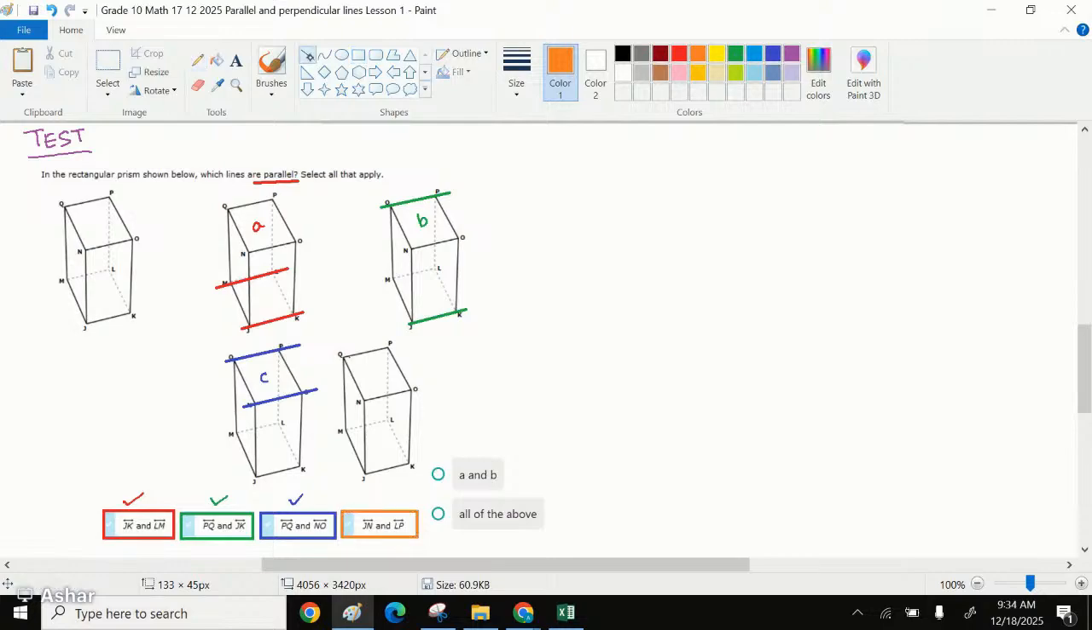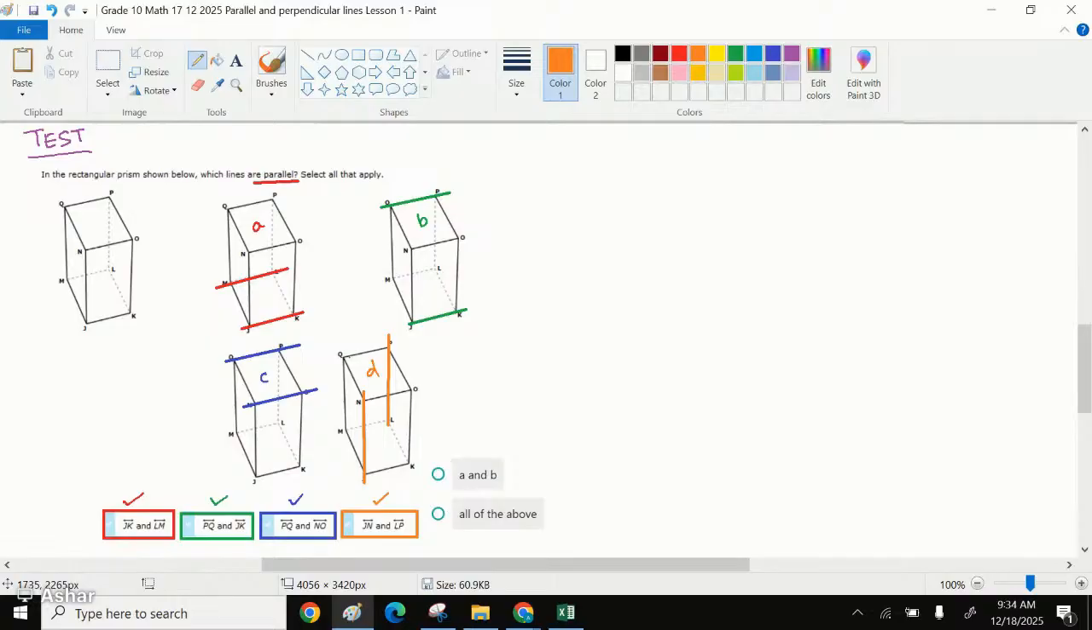JN and LP. Let's try to find where JN is. JN is this line, and LP is this line. That is option D. That means they are also parallel.